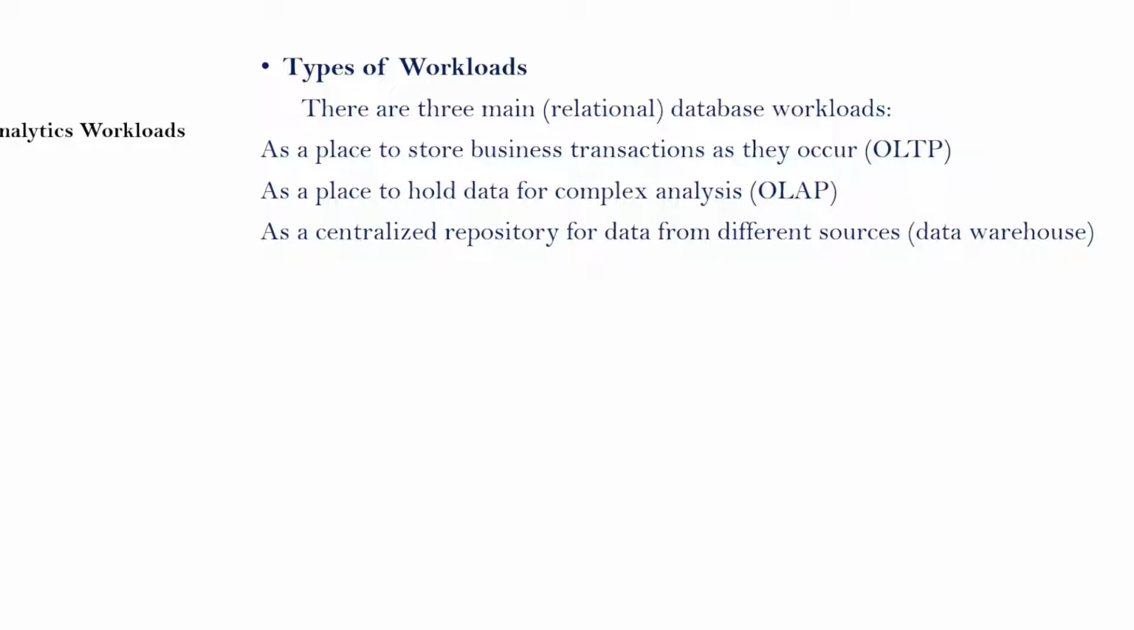The first one is as a place to store business transactions as they occur, we call it OLTP. As a place to store data for complex analysis, OLAP. And a centralized repository for data from different sources, that we call a data warehouse. We already have discussed data warehouse in the previous video, but again we will go through it in more detail. So let's discuss one by one.